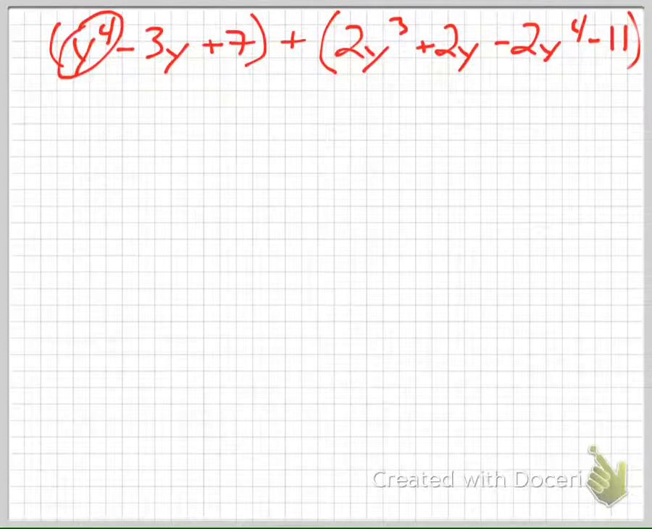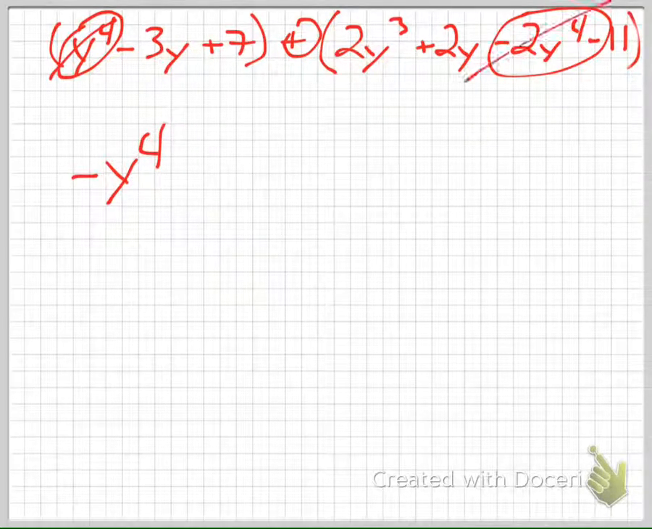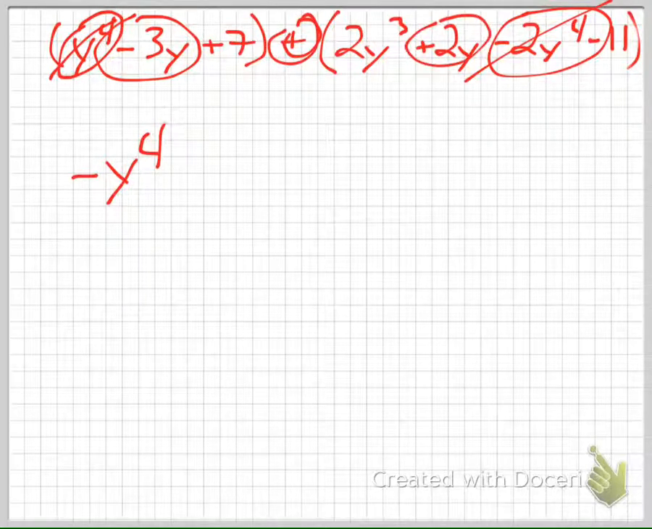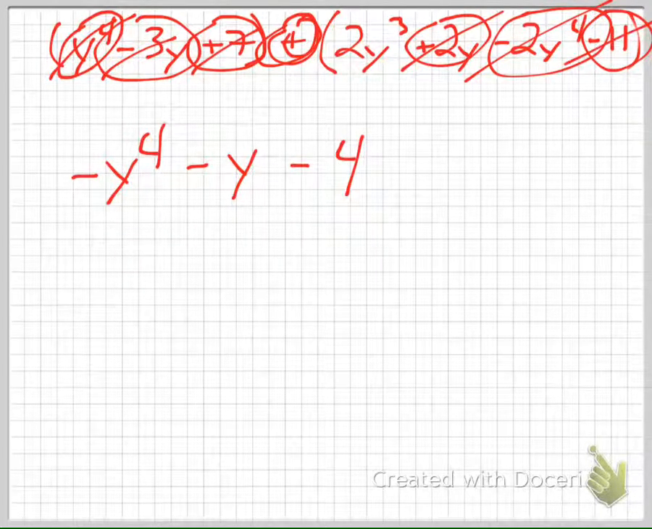Y to the fourth plus, and I look over here for a match, a negative 2y to the fourth. So plus minus means minus. So y to the fourth minus 2y to the fourth is, what is that? Negative y to the fourth. Gone, gone. Negative 3y plus, match, plus 2y. So negative 3y plus 2y is minus y. Gone, gone. 7 plus a negative 11 is negative 4. Gone, gone. I have one left.